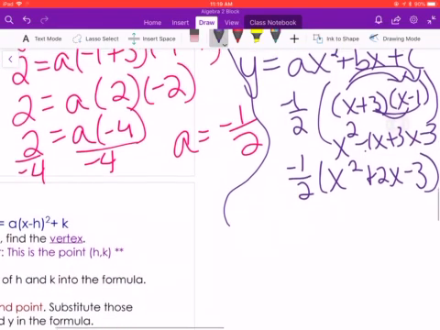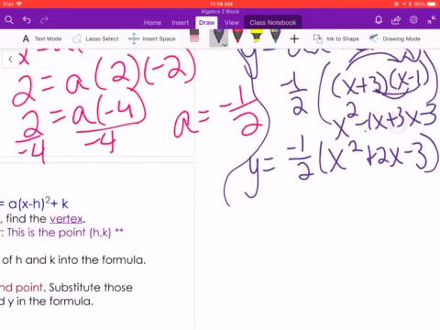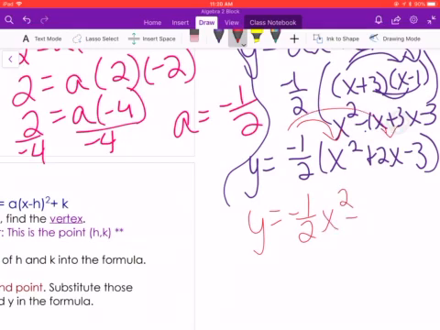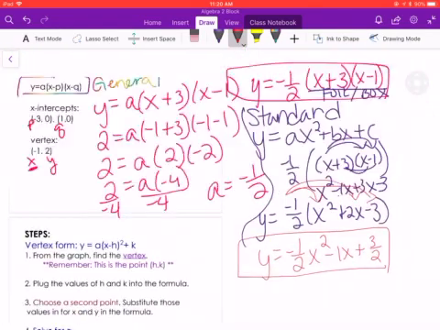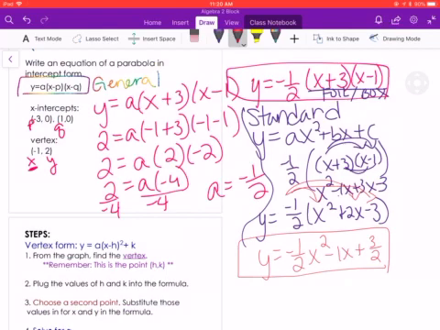And then your last step would be to distribute that -1/2 to each part in here. So you're going to have y equals -1/2 times x squared. -1/2 times 2x will be -1x. And -1/2 times -3 is positive 1.5 or positive 3/2. And so then this would be in standard form. So we have those answers in factored form up here in pink, and then standard form down here in red. So I have them in both forms.